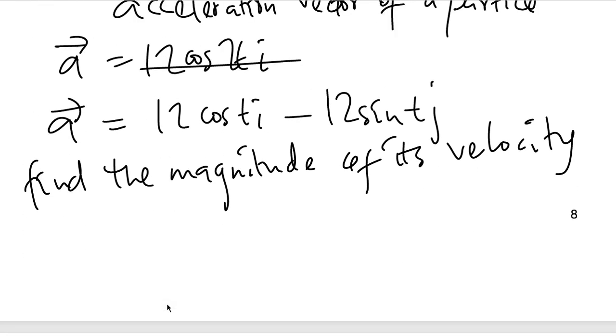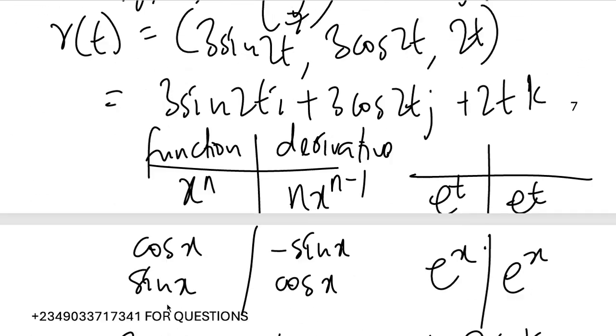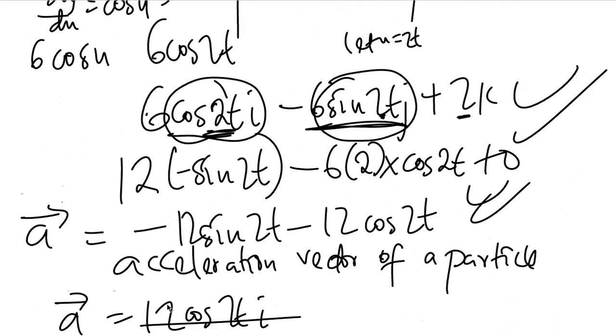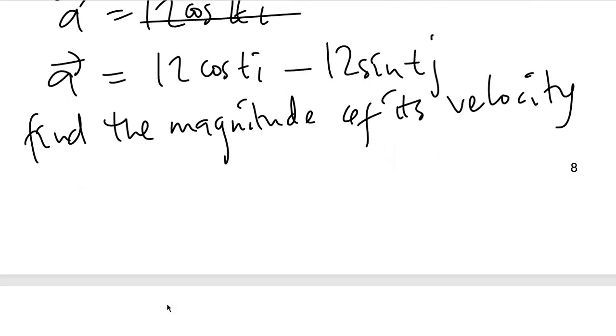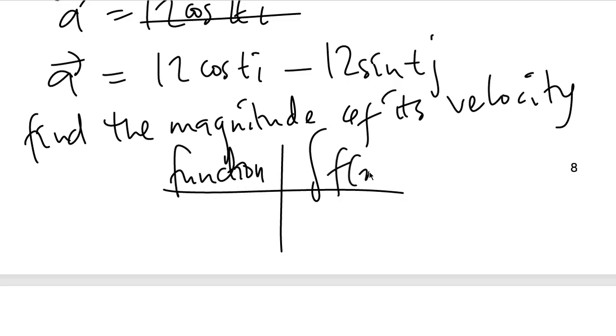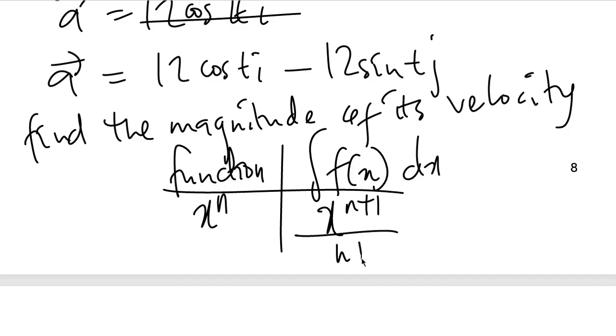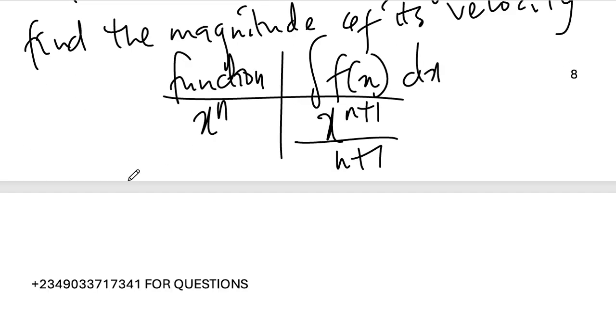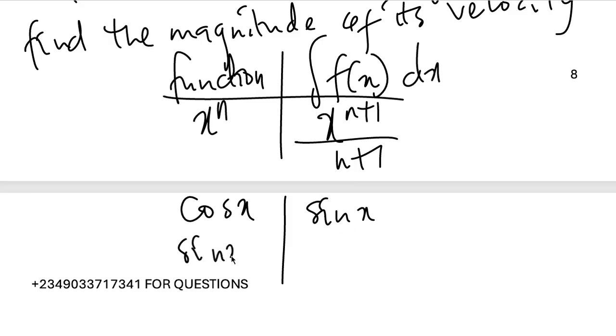If you are looking at the magnitude of its velocity, you know that the differential of velocity gives you acceleration. But if from acceleration you now want to get the velocity, you will now integrate, which is the reverse process. So that leads me to this table. If you have a function and you want to get the integral of that function, what is it going to be? For x raised to power n, the integral is simply x raised to power n plus 1 divided by n plus 1. And then for cos x, the integral is sine x. But for sine x, the integral of sine x is negative cos x.